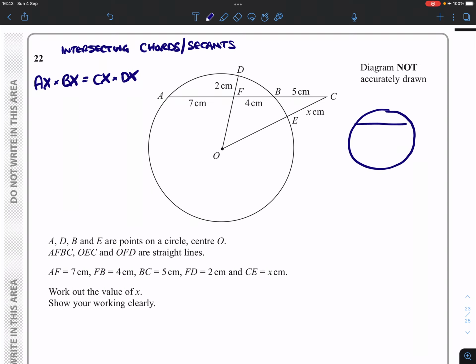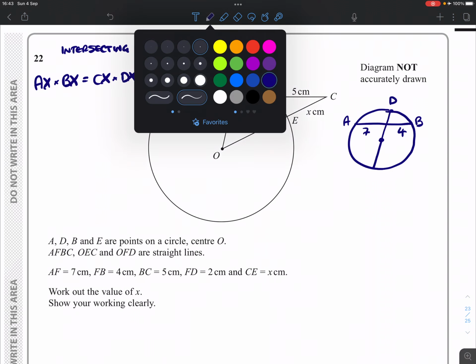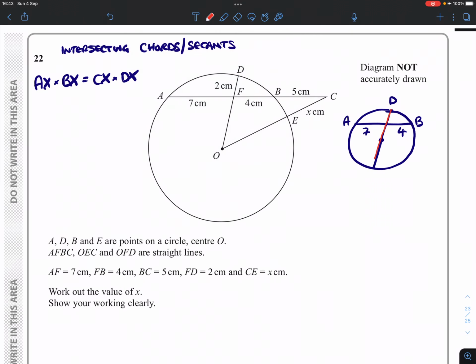Now, we've got this 7 here, and this 4 here, and then we have this point D here. A and B I'm happy with because they're either side of a chord, so I'm going to leave A and B alone. D is this point here. O is the center of our circle, but that's not enough. We actually need the whole length inside this circle. So as much as we have this piece here to get that center, we need the whole length in order to have chords. So we have this chord here in red, and we're going to have this chord here in pink.